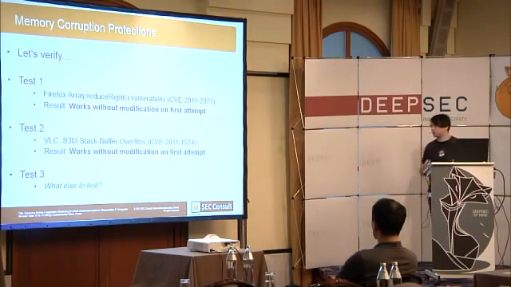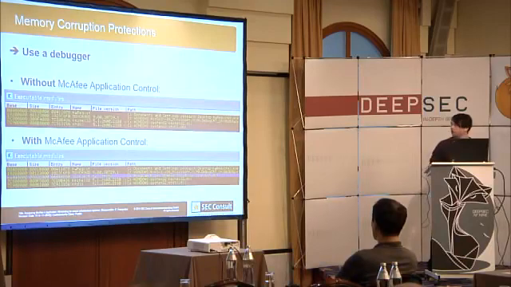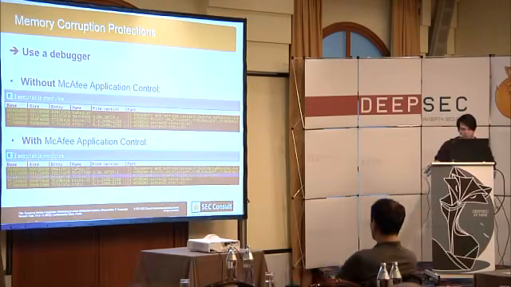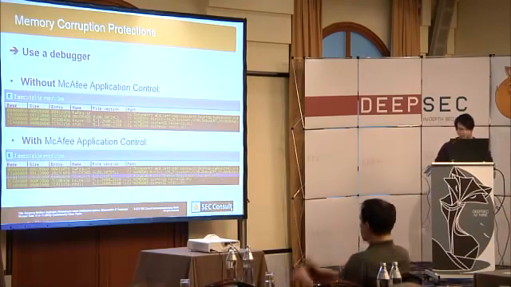So I then thought, what should I test next? And then ended up using the debugger and checking what McAfee application control is doing, because I was just searching for the memory protections because I can't find them. So without McAfee application control, your application looks like this. And with McAfee application control, they're just injecting here an additional library, which is called SC inject.